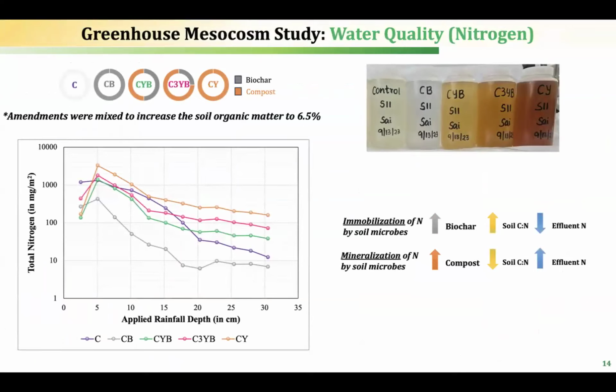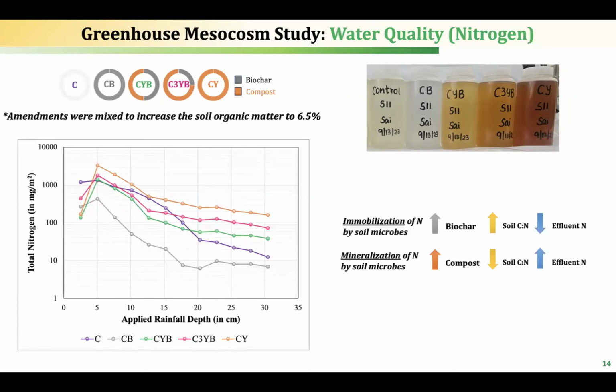So we tested 4 amended soils against a control soil that is represented as C. The first amended soil is mixed with biochar alone, which is CB. The second one was mixed with only compost, that is CY. The third was with equal parts of compost and biochar, that is represented as CYB. And the fourth amended soil is with 3 parts of compost and 1 part of biochar, that is C3YB. Now these amendments were mixed to increase the organic matter content of the soil to 6.5%.